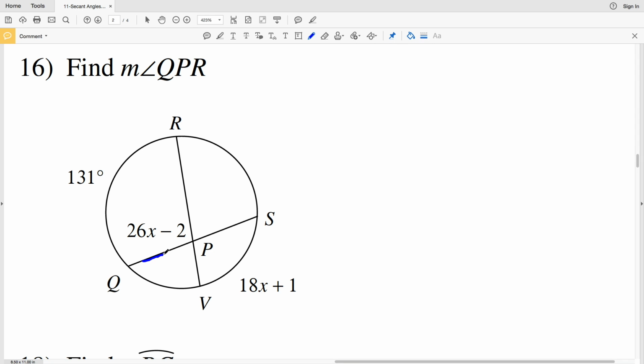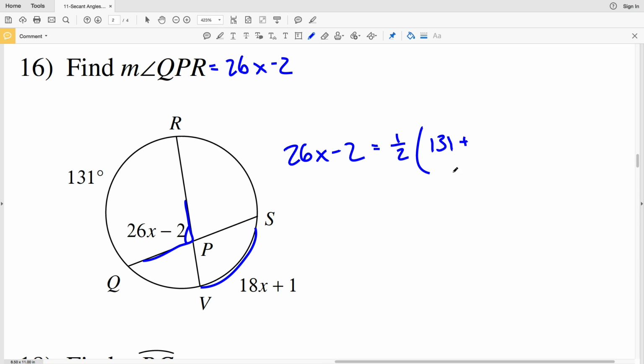Angle QPR. We're given that that angle is equal to 26x minus 2. Also note that the intersection of chords occurs inside the circle, so 26x minus 2 is going to equal half of the sum of the intercepted arcs. So that's QR of 131 plus VS of 18x plus 1.